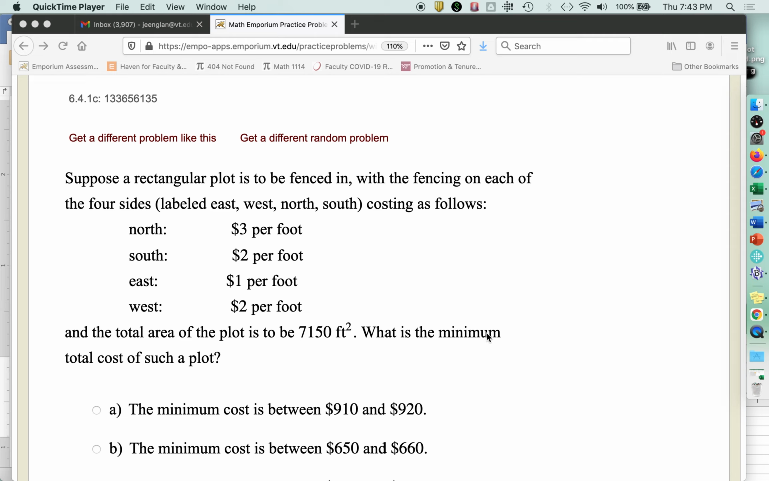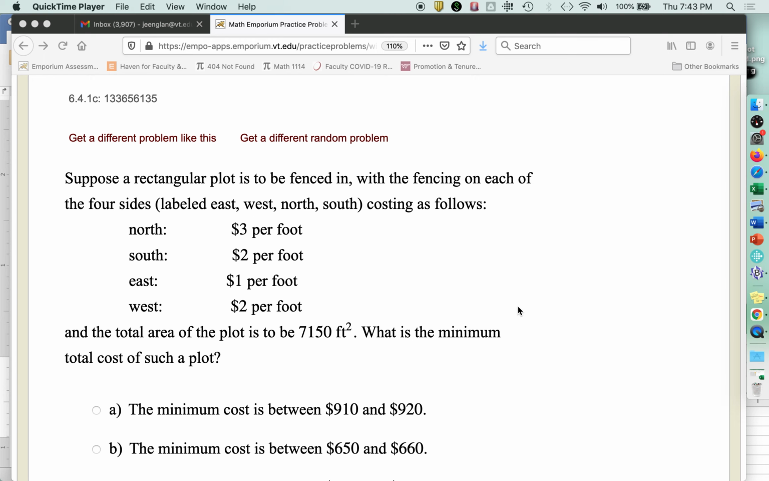Notice that we are trying to minimize the cost. This is an optimization problem. Definitely it's going to involve a derivative, right? We want to set up the cost equation and take its derivative to find the minimum.